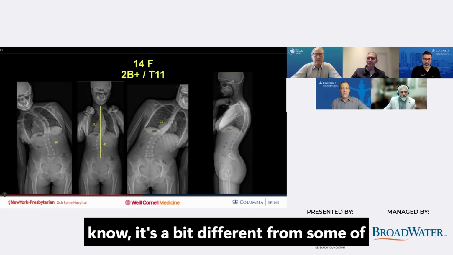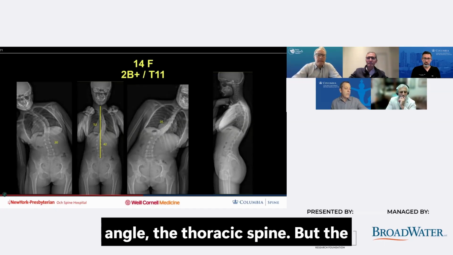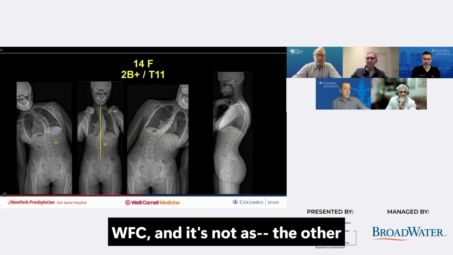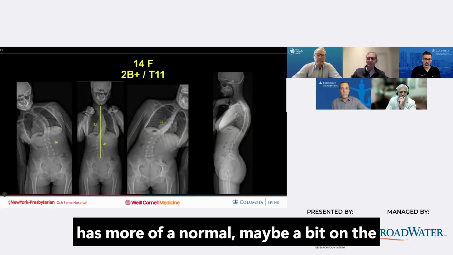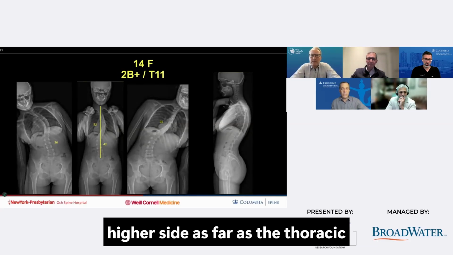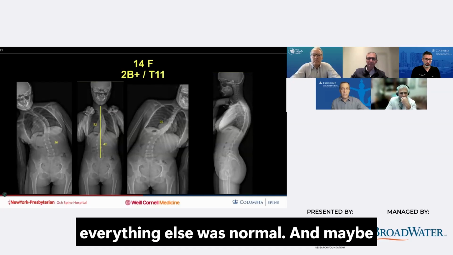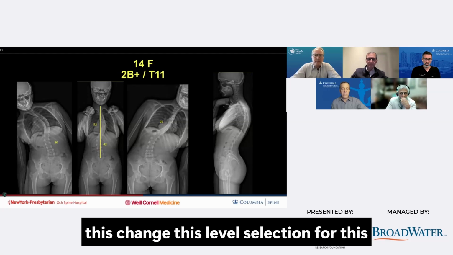Again, it's a bit different from some of the other cases we have seen: a smaller Cobb angle of the thoracic spine, but the lateral is more kyphotic than the others that we have seen, which really have been lordotic. This one has more of a normal, maybe a bit on the higher side, thoracic kyphosis, but the MRI scan and everything else was normal. Maybe I'll ask you guys to comment on how this changes your level selection for this young patient?